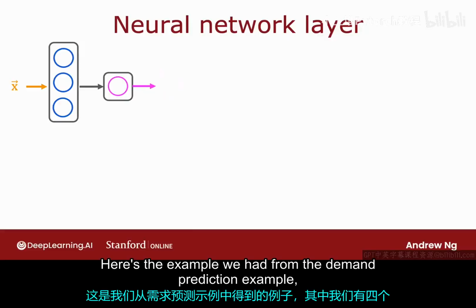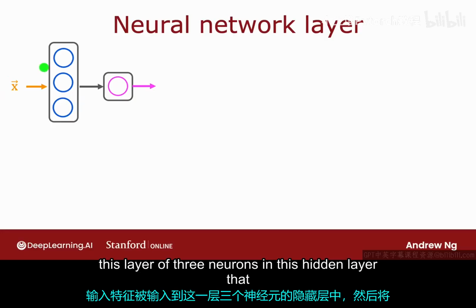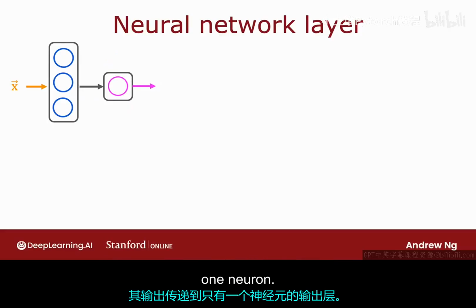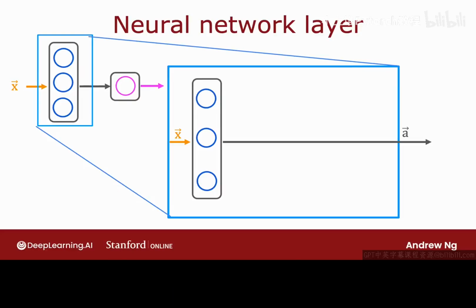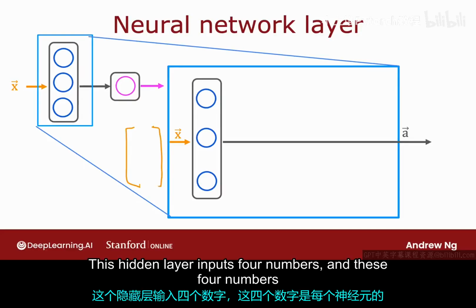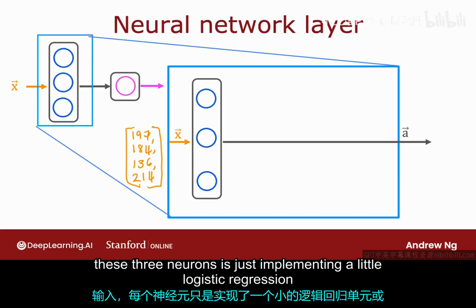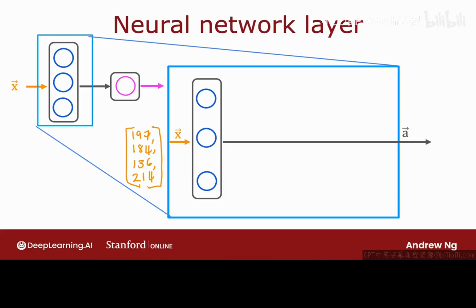Here's the example we had from the demand prediction example where we had 4 input features that were fed to this layer of 3 neurons in this hidden layer that then sends its output to this output layer with just 1 neuron. Let's zoom in to the hidden layer to look at its computations. This hidden layer inputs 4 numbers, and these 4 numbers are inputs to each of 3 neurons. And each of these 3 neurons is just implementing a little logistic regression unit or a little logistic regression function.